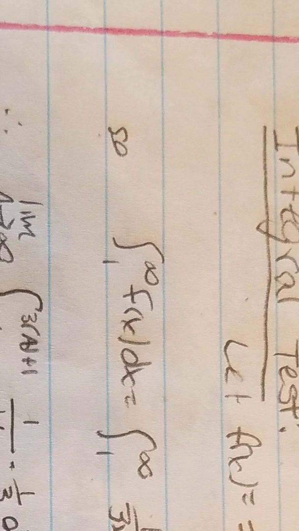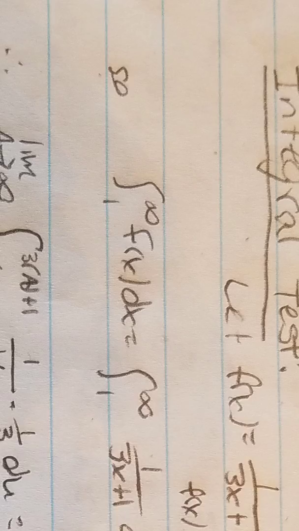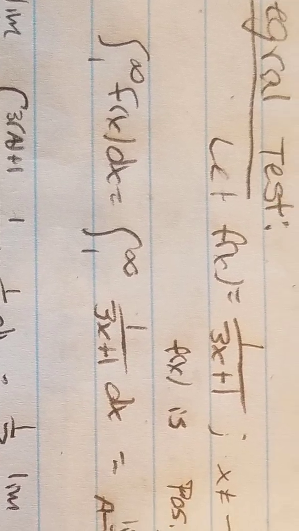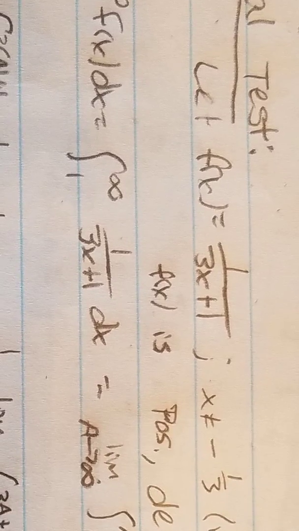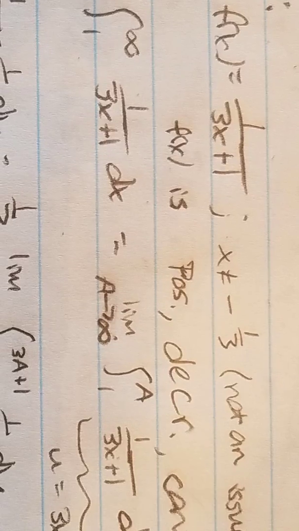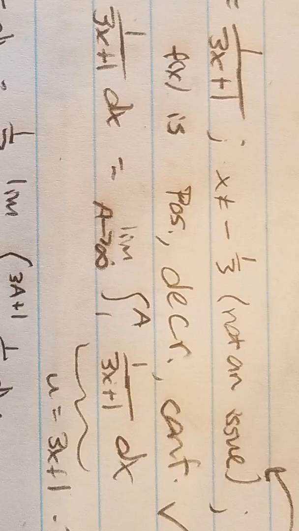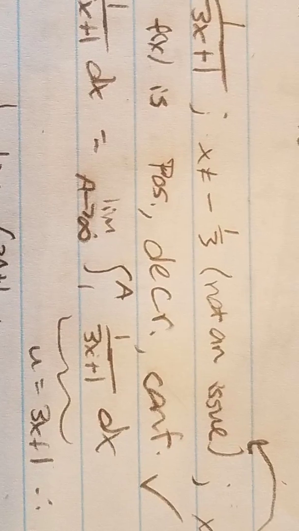So, we're going to let f of x be 1 over 3x plus 1. So we take the integral from 1 to infinity of f of x dx. That is the integral from 1 to infinity of 1 over 3x plus 1 dx. Remember that the proper way to do this is to take the limit as a goes to infinity of the integral from 1 to a of f of x. Sorry, lost my words there. So we're going to take the limit as a goes to infinity of the integral from 1 to a of 1 over 3x plus 1.